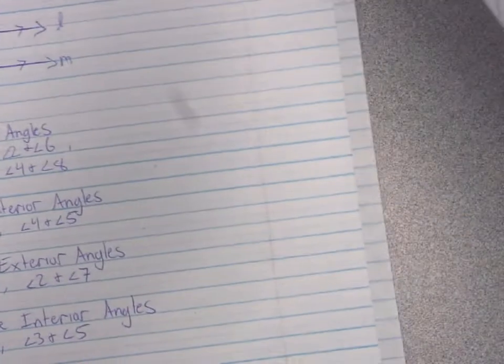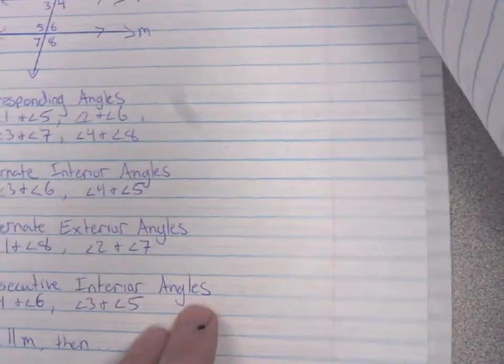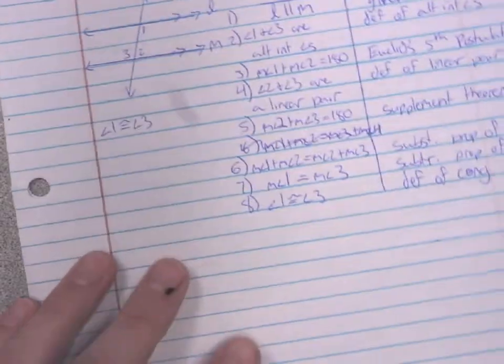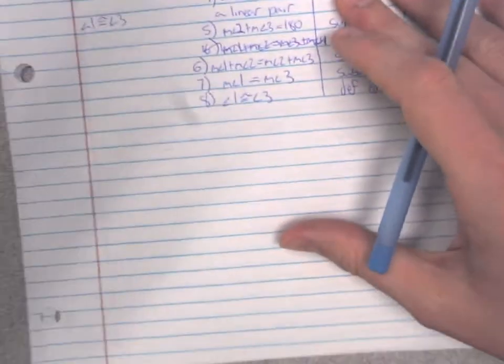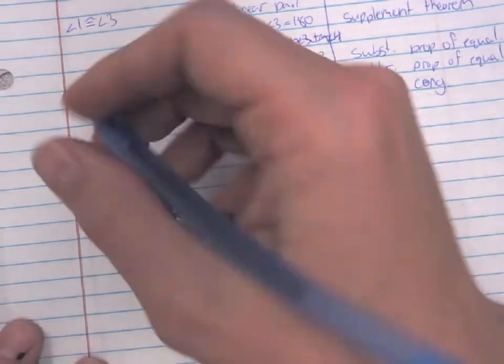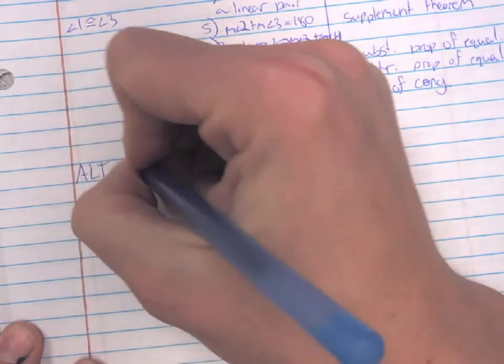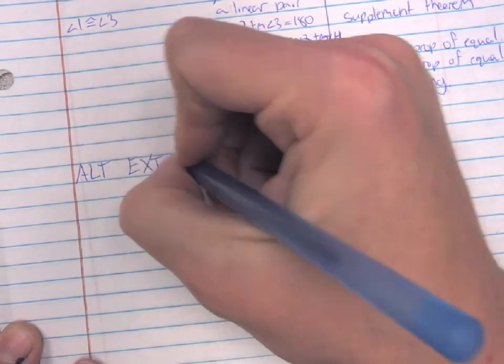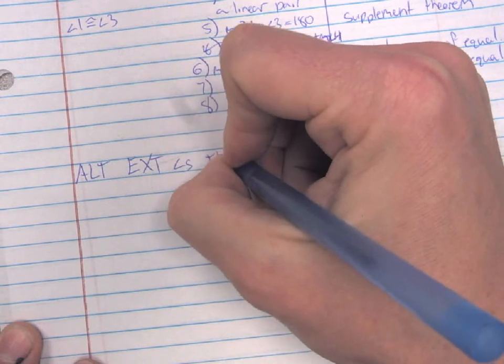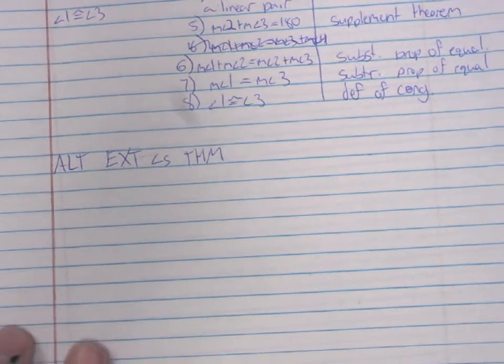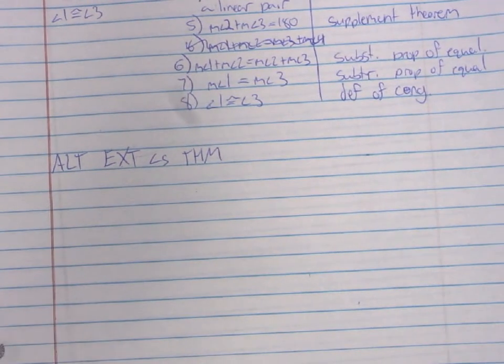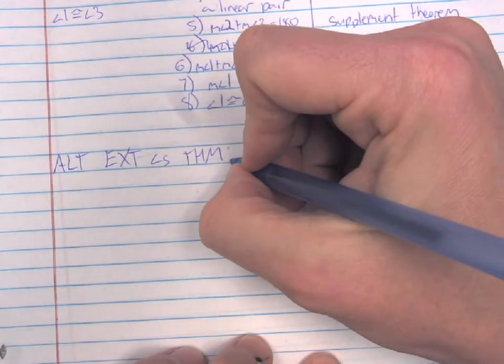So let's do that theorem next. I'll help you set it up and walk you through it, but I think you might be able to get there on your own once I set it up. So let's give it a try. The next one, I'm going to write alt ext angles theorem for short. Alternate exterior angles theorem. This theorem says that if two parallel lines are cut by a transversal, then the alternate exterior angles are congruent.